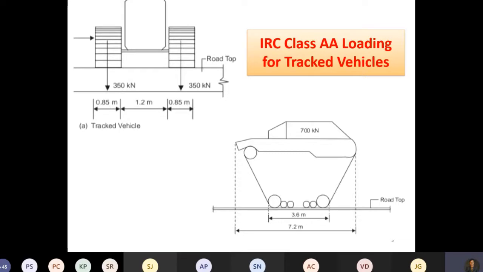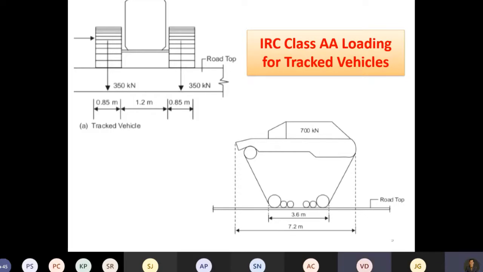So this is the example of IRC Class AA loading for tracked vehicles. See this figure. According to the IRC code, this is a tracked vehicle, shown in front view and side view. In the front view, you can see two tracks which carry 350 kN load each. The width of one track is 0.85 meter. The space between the two tracks is 1.2 meter. And the total load carried by this tracked vehicle is 700 kN: 350 plus 350 becomes 700 kN.